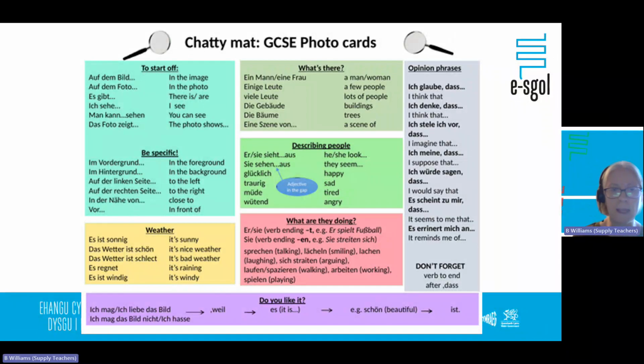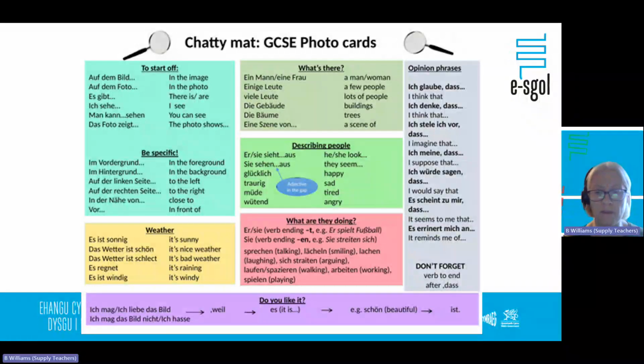To describe the people then that you've said that are there, you could say that he or she looks. So or sie sieht something aus. So you could put an adjective in there. So for example, if you said sieht glücklich aus. So he looks happy, for example. Or you could use different adjectives to say that they're sad, traurig. You could say they're tired, müde. Any other adjectives you know to describe the mood of the people that you can see.